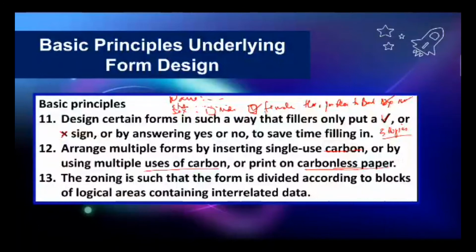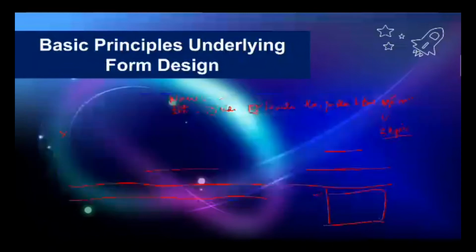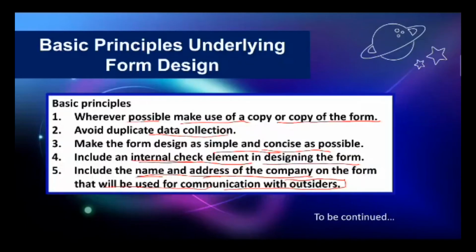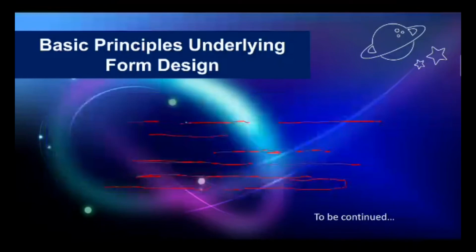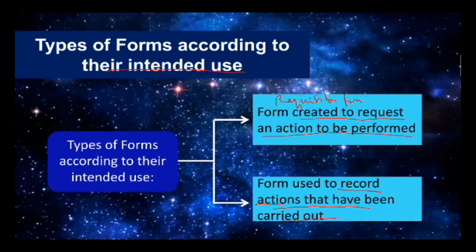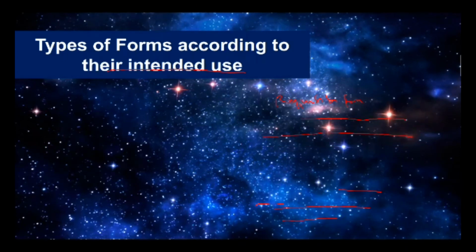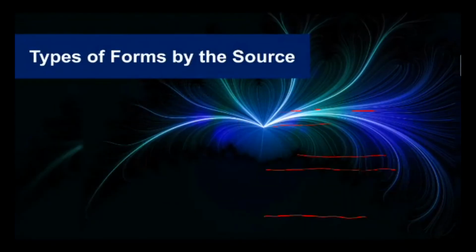Okay, and then next is zoning, such that the form is divided according to blocks of logical areas containing interrelated data. So the form has to be very specific. As we can see before, I will give you the first one. You can see here that the form is very specific and the data is interrelated. Let me try the first. Here's the first one.